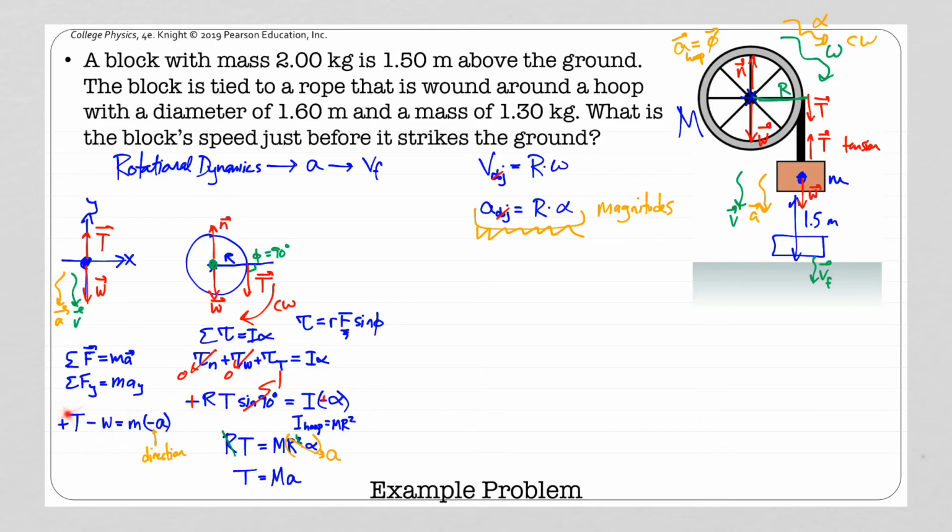So what I have here are two equations. I have an equation for the block. I have an equation for the hoop. These two tensions are an action-reaction pair. They're basically the two ends of the rope. What I'm going to do is substitute one into the other.